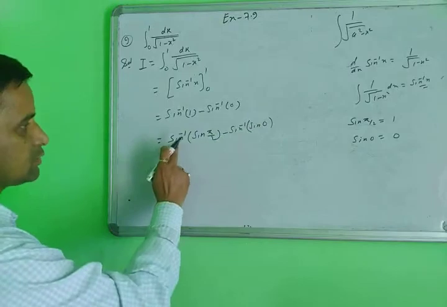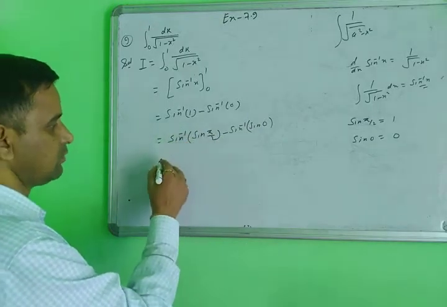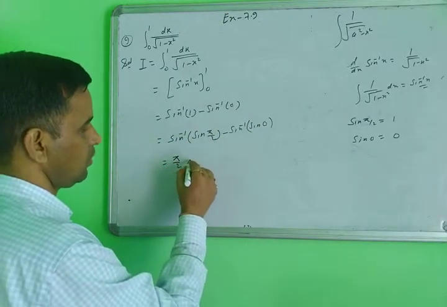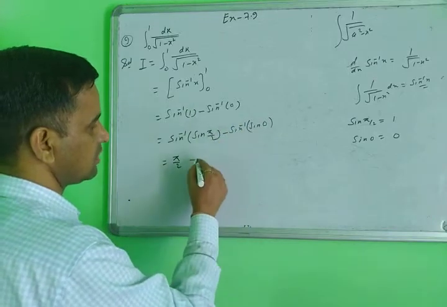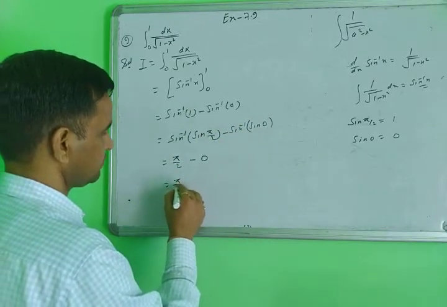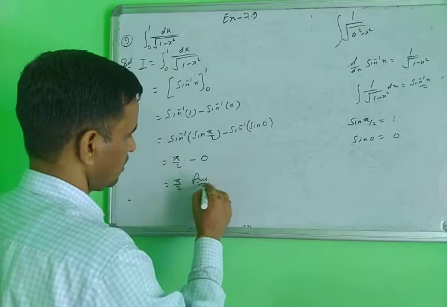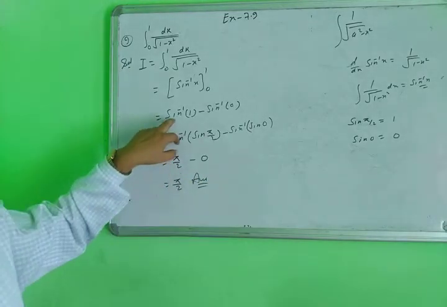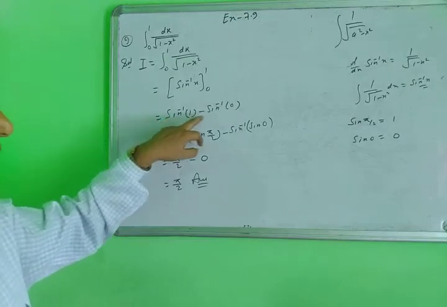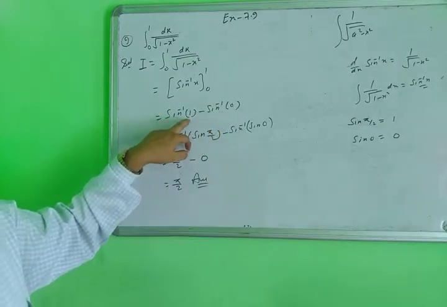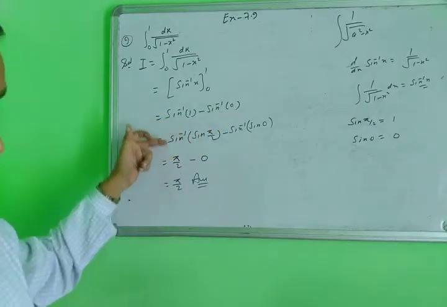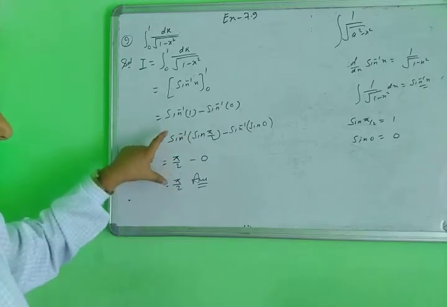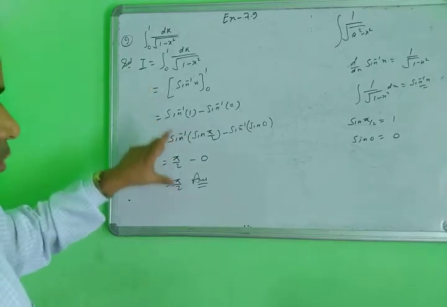Sin inverse and sin are opposite here, so they cancel. What result comes here? Pi by 2. Sin inverse and sin cancel here. What result comes here? 0. So this result is pi by 2. This is your final answer. Suppose you leave the answer in the earlier step, then 1 mark will be deducted. So this is an important part.